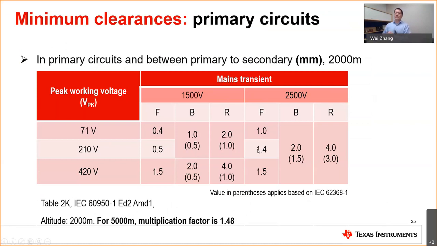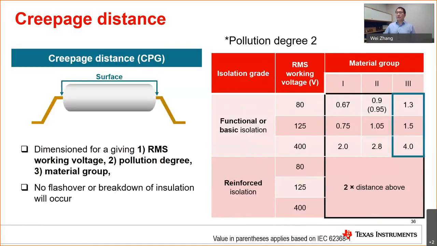And the next step is clearance. For peak working voltage, for example 420 volts, if it is 1.5 kV transient, you only need 2 millimeter right here, and the value in the bracket applies based on IEC 62368. This is a new standard, which replaced IEC 60950. So this is for clearance and creepage.